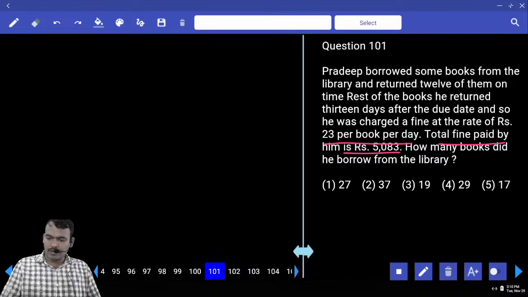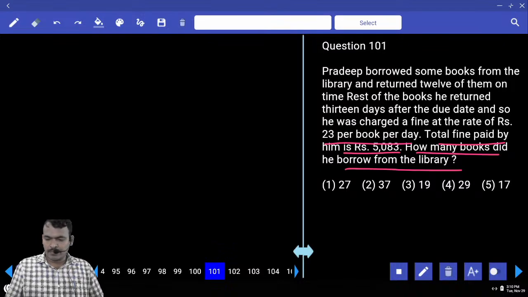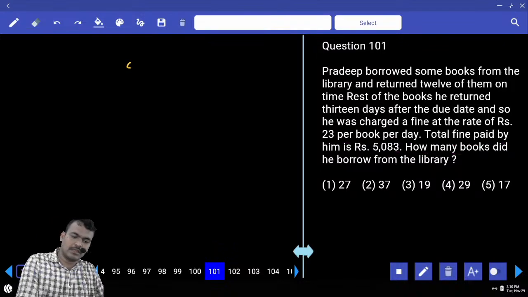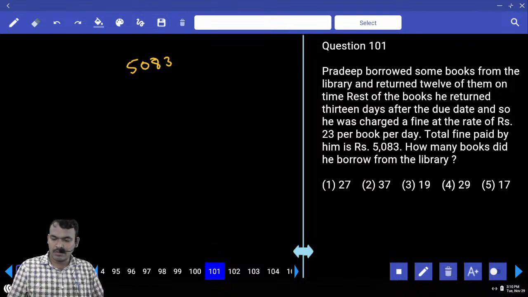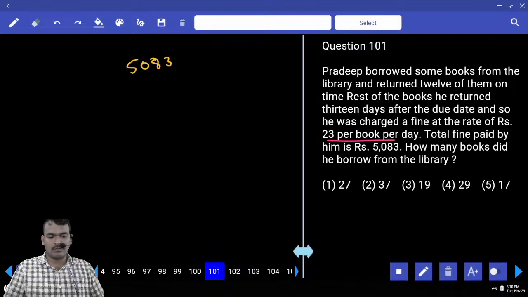5083. What is the question here? How many books did he borrow from the library? 5083 is the fine value of how many books? 5083 is for the remaining books or the total books? Remaining books. For the remaining books, every day how many rupees is the fine? 2300. What is the total fine value? 5083. Okay. And one more, how many days after?